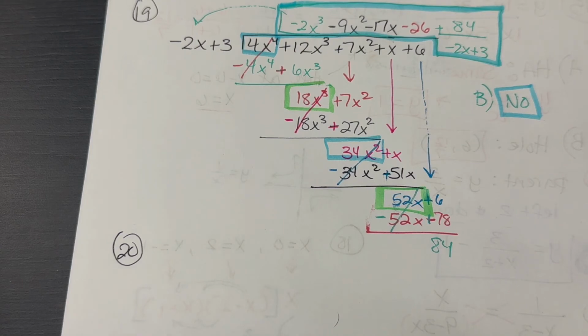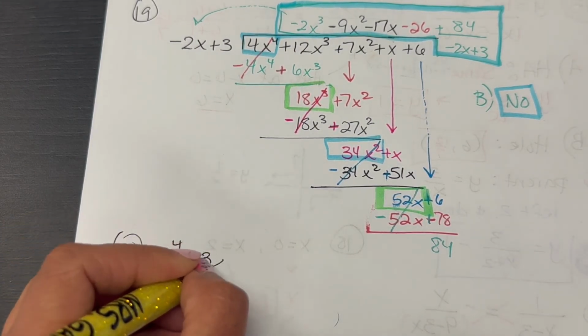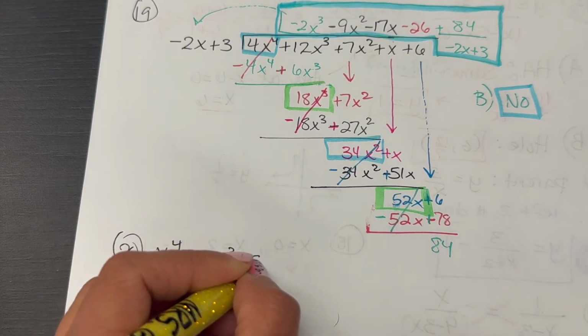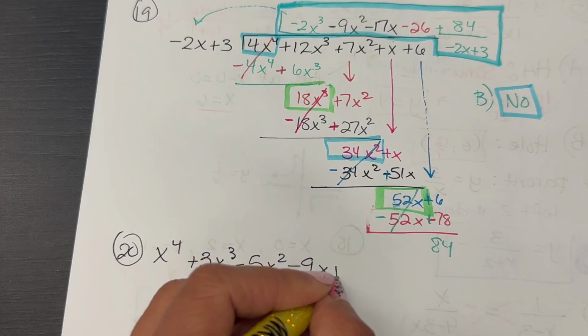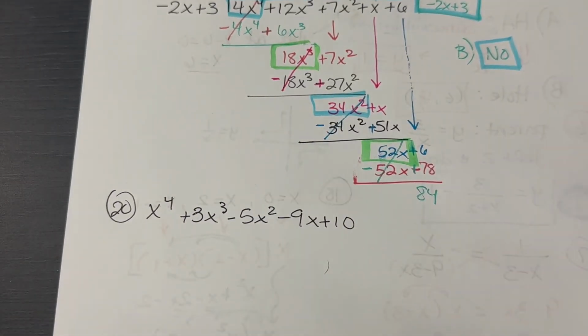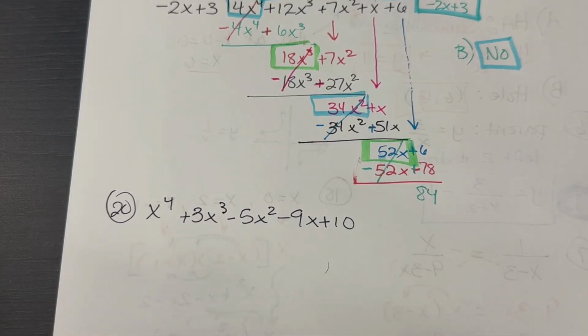Number 20, it says find the roots of x to the 4th plus 3x cubed minus 5x squared minus 9x plus 10. And we need to find the roots. And there's 4 drop-down menus, which makes sense because it's to the 4th power, so there are 4 roots. So in your first drop-down menu, it gives you clues. You can pick 1, -1, 5, or -5.